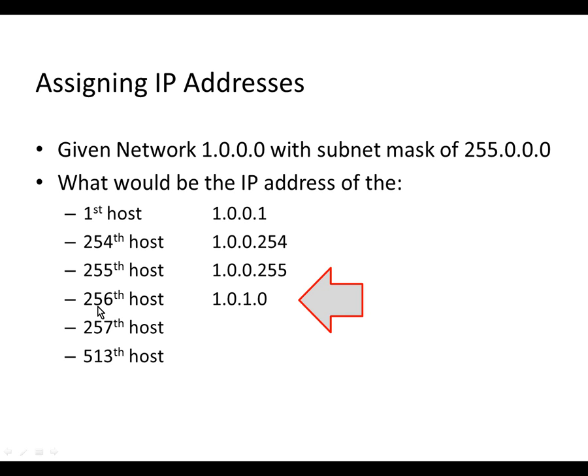And this is a very tricky thing to understand. This is exactly what you would type in as an IP address on the 256th computer, and it really confuses many people. The 255th is not so confusing, but the 256th would be 1.0.1.0, and the 257th would be just one more, 1.0.1.1. And even trickier, the 513th host would be 1.0.2.1. Very difficult concept to understand.